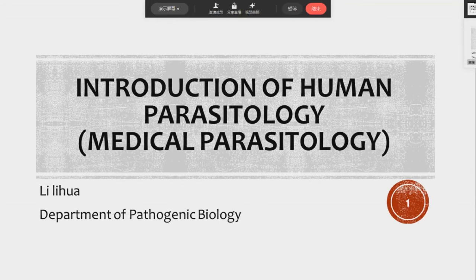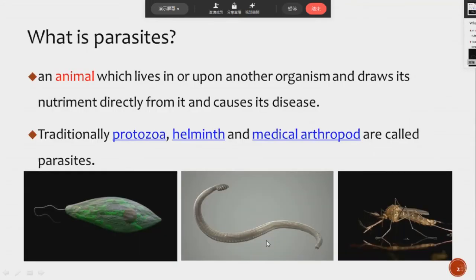The parasite is an animal, a living animal, and they live in or upon another organism that they draw their nutrients from directly, and they cause disease. This is the parasite. So one lives in or upon the other organism and causes harm to the other one. These bad guys, we call them parasites.